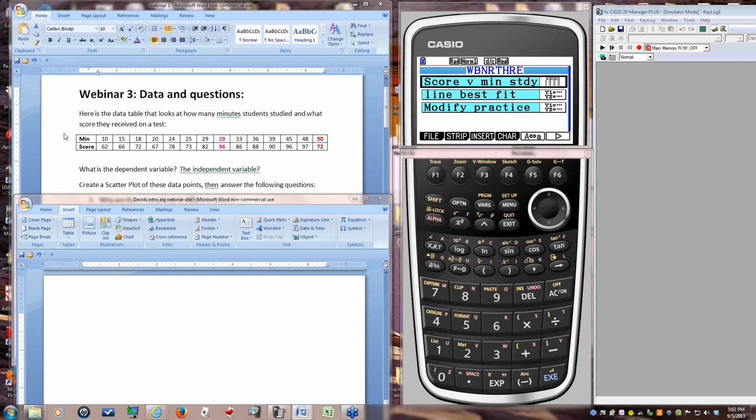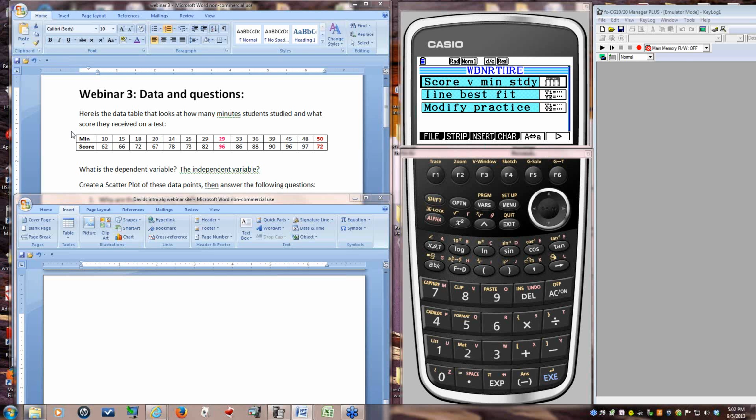And the way I'm planning the webinar is I'm going to show you some things as a demonstration, and then I'm going to go back and change some things and let you see how I got to what I'm going to show you to start with. So this is some data that I actually took out of a textbook when I was doing a workshop in Texas. And it shows the minutes that students studied for a test and the score that they got on the test. I added the two pairs of points that are in red.